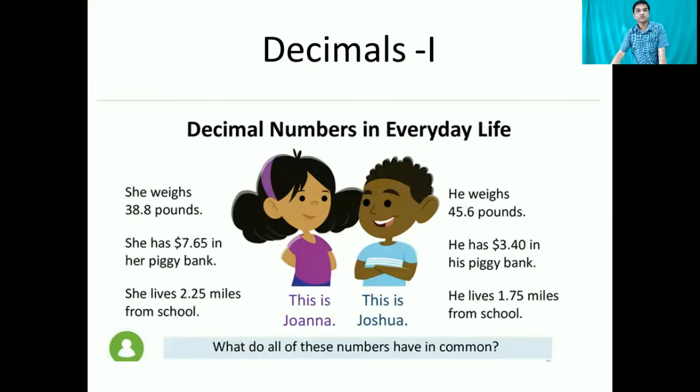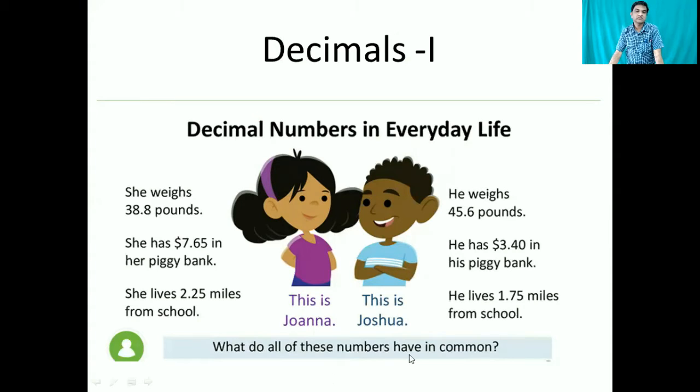Now you will be able to see there are two friends, Jonah and Josh. What is the weight of Jonah? 38.8 pounds. How much money does she have in her piggy bank? It is 7 rupees 65 paisa, or you can say $7.65.